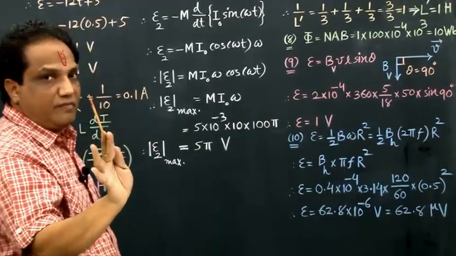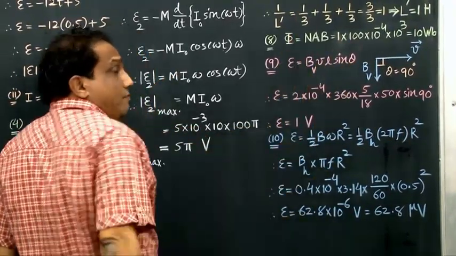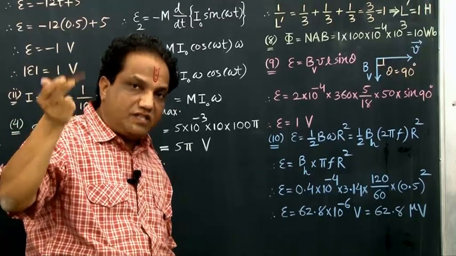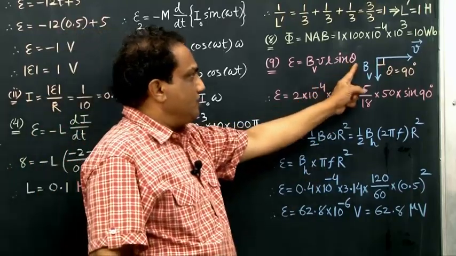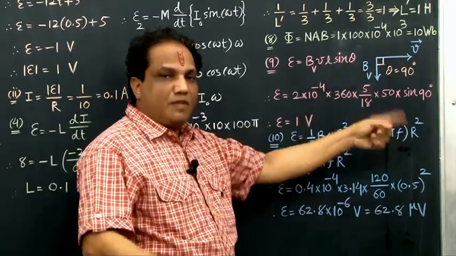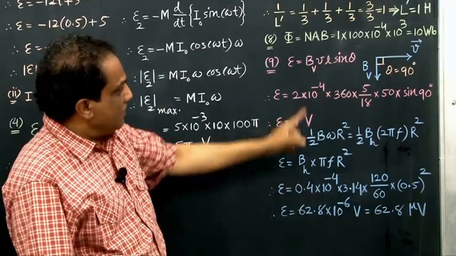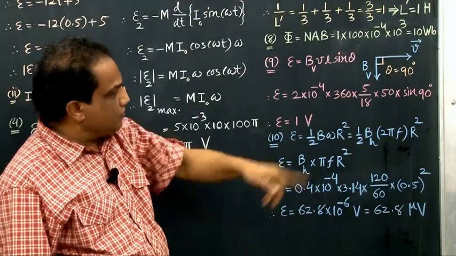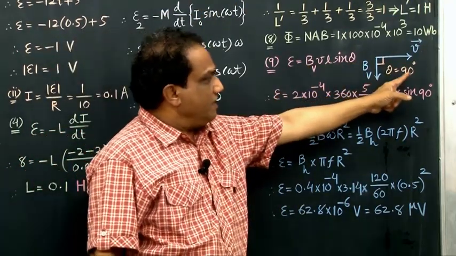Its magnitude is given by this formula, BVL sin theta. Mind well, this is general formula. The formula which we had studied in theory was BVL. At that time theta was 90 degrees, so sin 90 we could take 1, but general formula is BVL sin theta. Now here they have given magnetic field in the form of vertical component, so instead of B I am putting BV, and this theta is right now 90 degree.